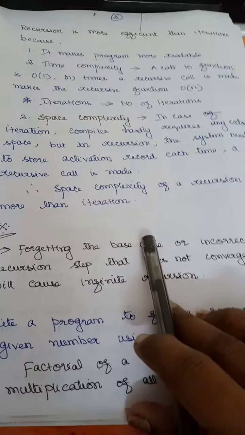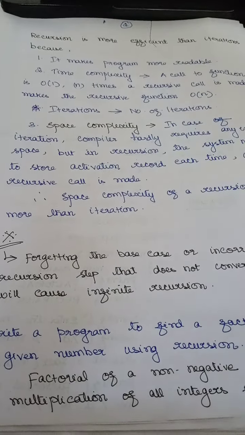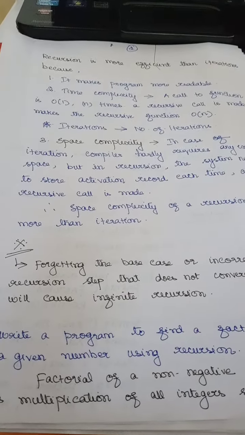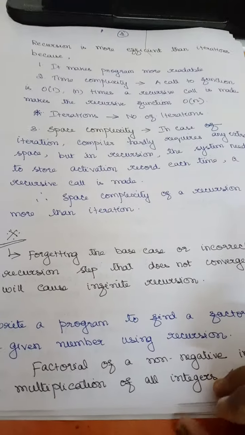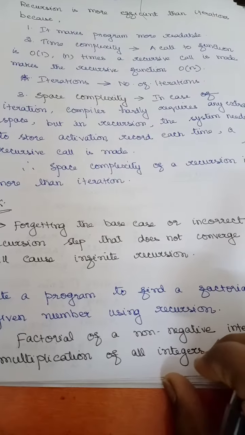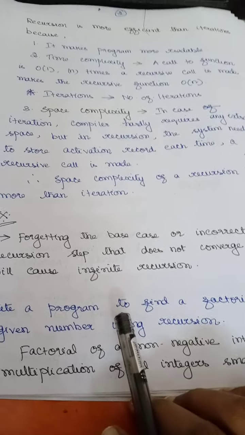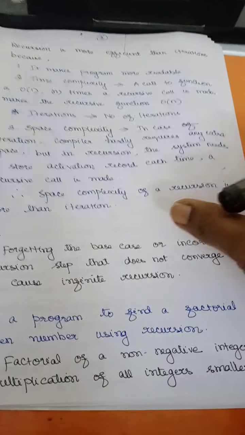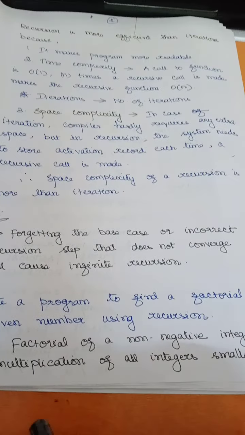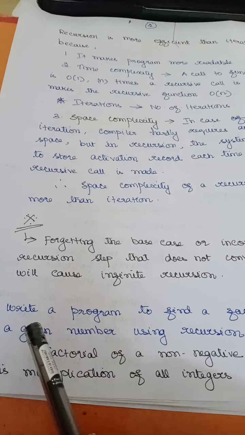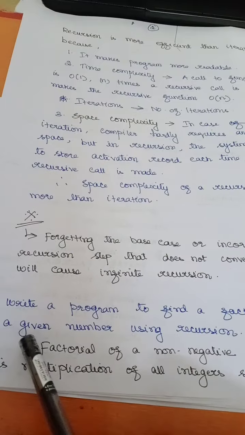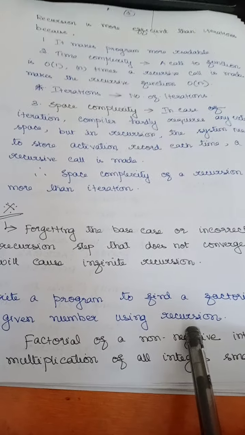Now if I forget the base statement, or write an incorrect base statement, then the recursion will not stop. It will lead to an infinite recursion, right? Now we'll see one example and then we'll discuss how this recursion takes place, or how it works. So write a program to find the factorial of a given number using recursion.